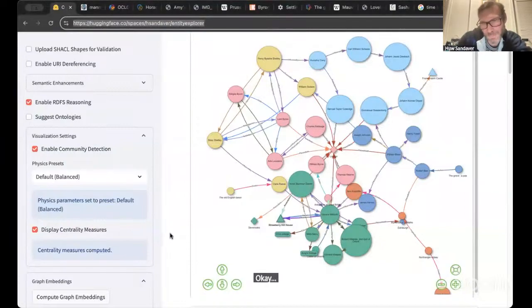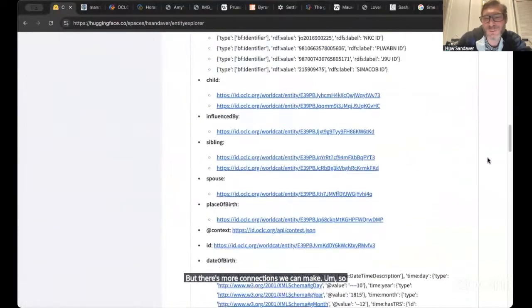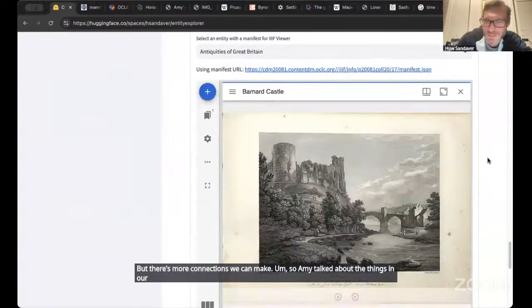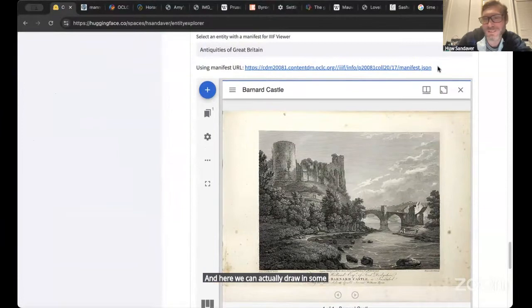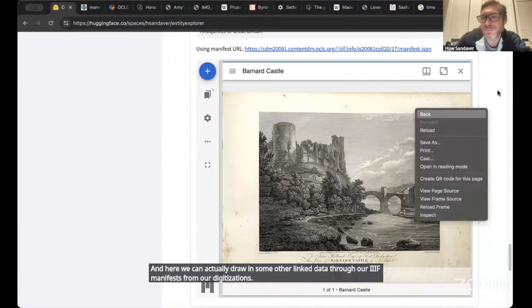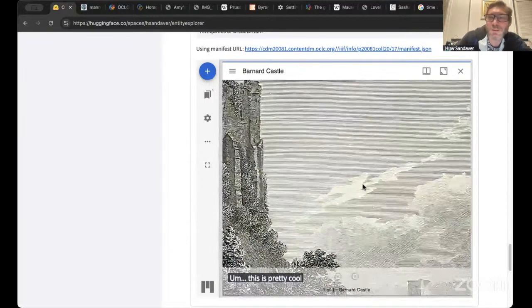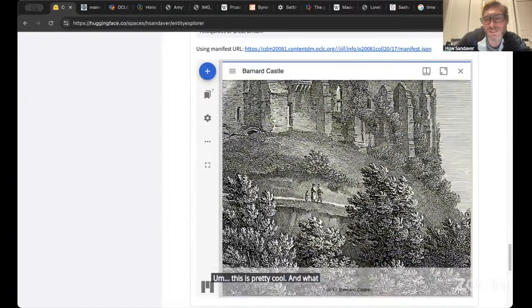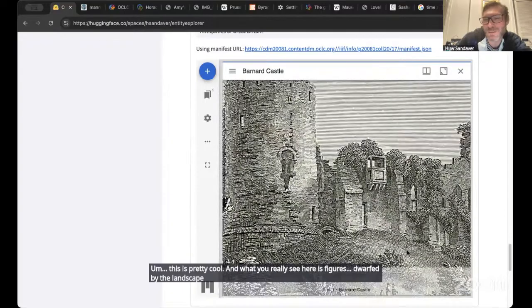So we've got our map, and that's great, but there's more connections we can make. Amy talked about the things in our special collections, and here we can actually draw in some other linked data through our IIIF manifests from our digitizations. This is pretty cool. What you really see here is figures dwarfed by the landscape, very Gothic type thing, a ruin.